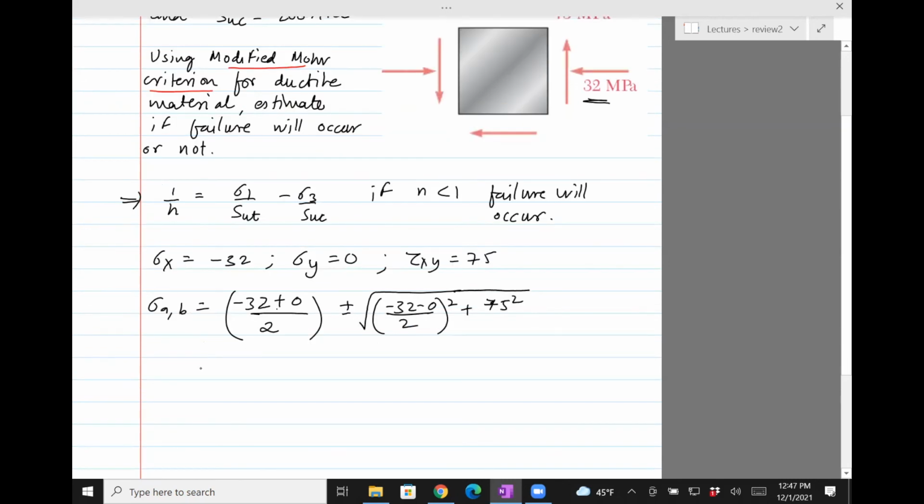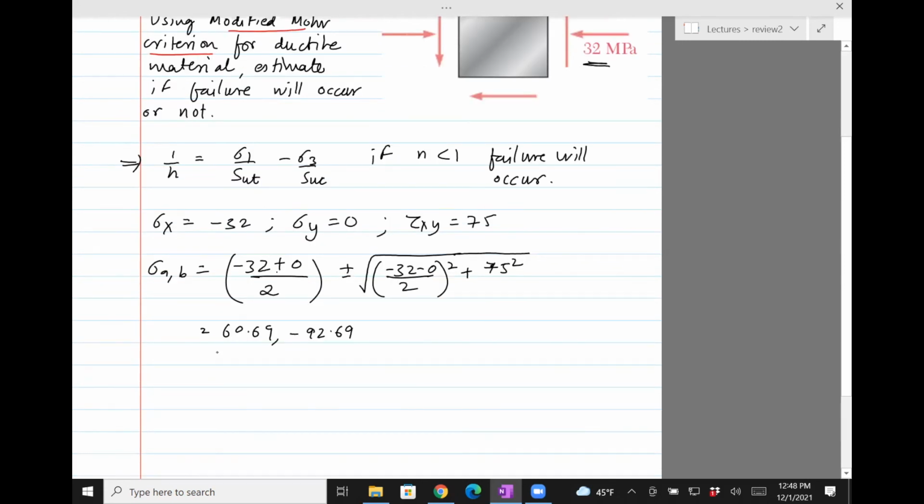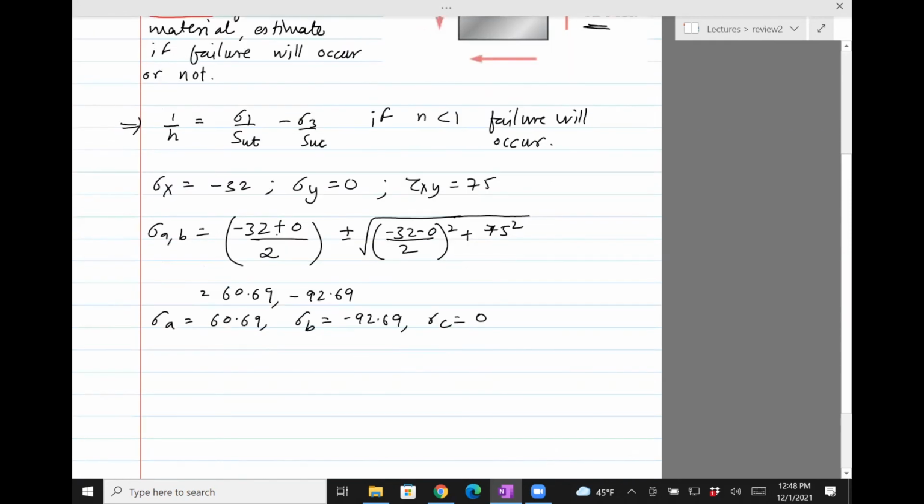Okay, so that comes out to be two values. One is 60.69 and the other is minus 92.69. So in other words, sigma A is 60.69, sigma B is minus 92.69. Then there's a third one, which is clearly 0 because it's a plane stress. Now we need to arrange them in descending order. So maximum stress is 60.69. The next one is the next lower one, which is 0. And then the last one, which is the minimum stress, is minus 92.69.